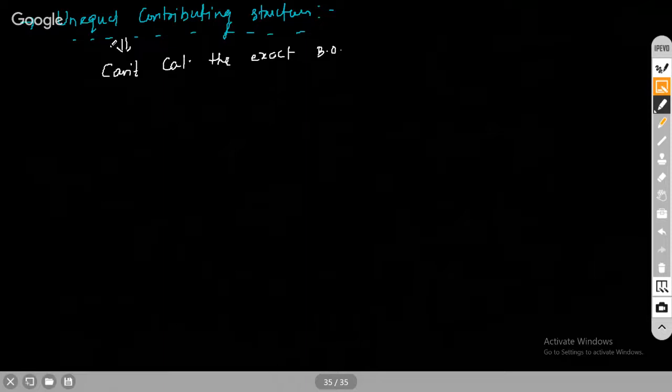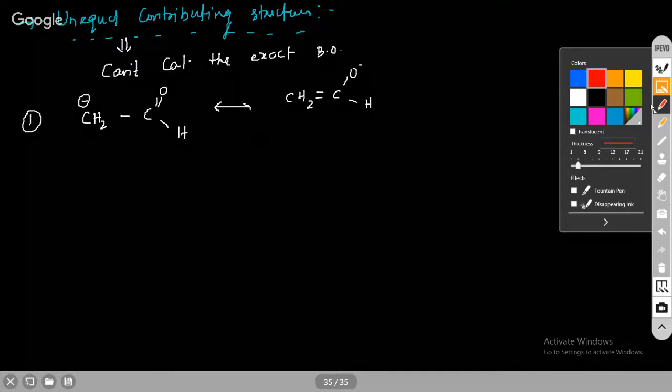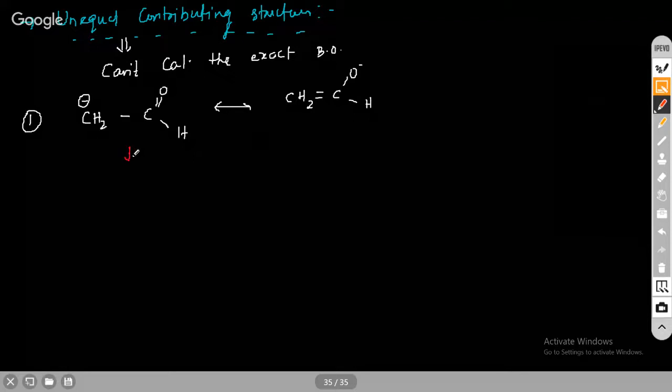Now you see this example. If I take the first example, it is CH2 minus C double bond O and H. If I draw the resonating structure of this one, the structure will be CH2 double bond C O minus and H. Right. Now if I ask you, what is the bond order of the carbon oxygen bond in this molecule?